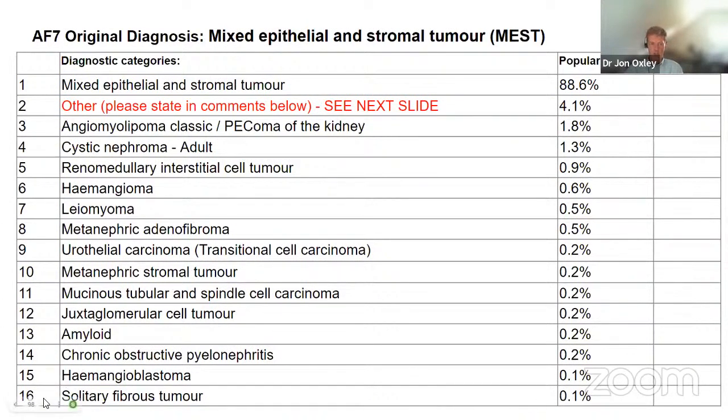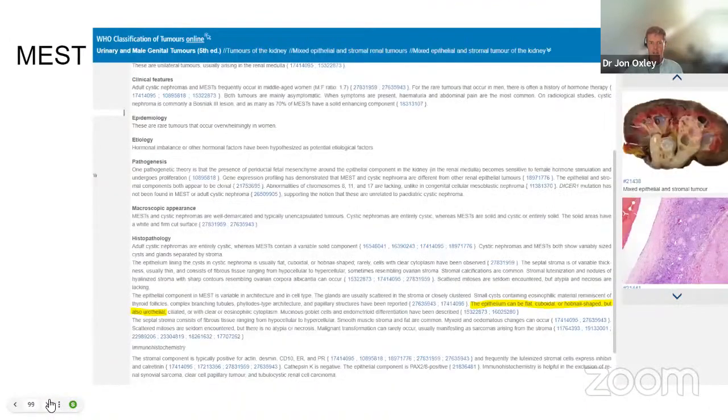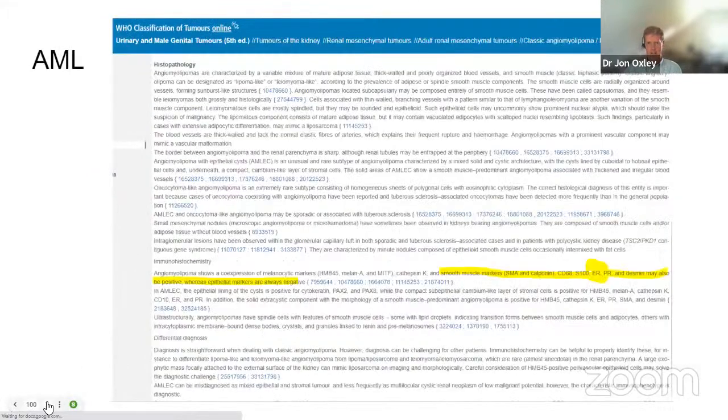So this is a large number of diagnoses, and then to make it worse, I put this slide in because this is the WHO, and just to show the epithelium can be flat, cuboidal, hobnail, but also urothelial, ciliated with a clear or eosinophilic cytoplasm. So this seemed to be the best diagnosis, and just emphasizing that AML can express ER as well as SMA.